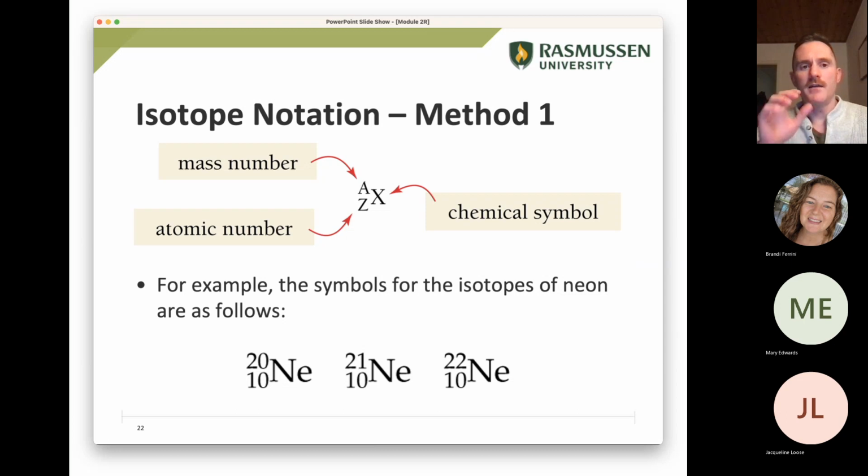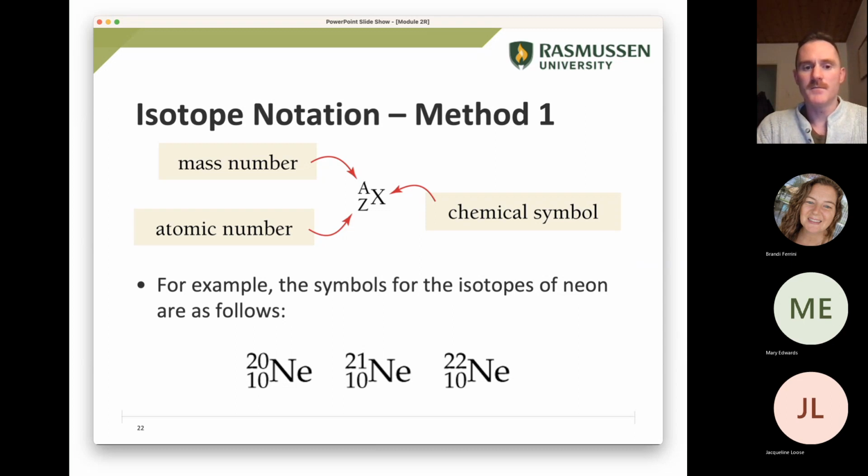So when we talk about isotopes, we want to be able to denote them with symbols, because we usually denote elements as symbols. The way you do this is putting the mass number on the top left and the atomic number on the bottom left. Remember, atomic number is the number of protons, Z. We write the atomic number on the bottom, the mass number, which is the number of everything in the nucleus, on the top left, and then the chemical symbol.